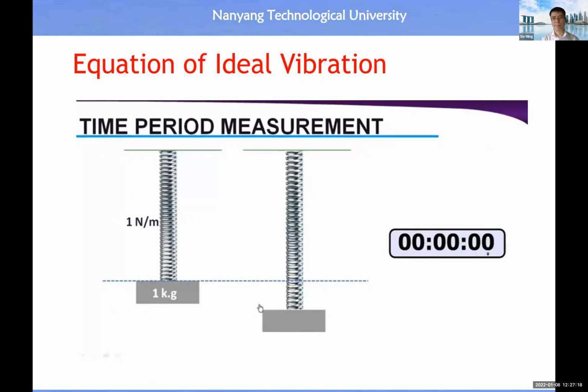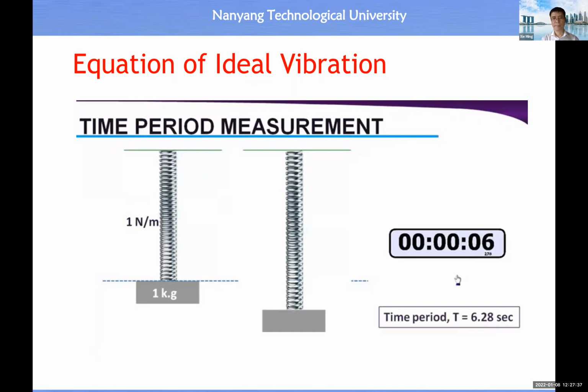We have a timer over here. So let's start the experiment. I'm releasing the mass and measuring the time. It's going up, touching the top position, and now it's coming back. It says that the time period of the travel is around 6.28 seconds.